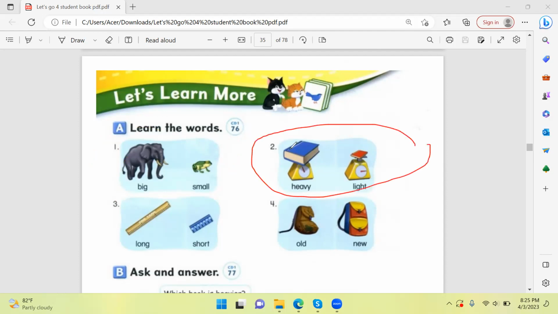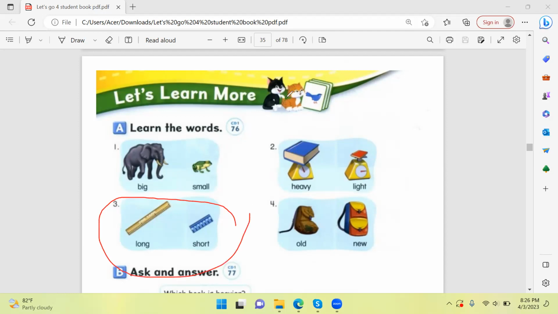Then let's proceed here again. What do you think this one is? It is a book, right? Yes. Okay, so the picture here in number one, the first one, the book is heavier than the other, right? Yes. Okay, very good. So let's proceed now to number three.